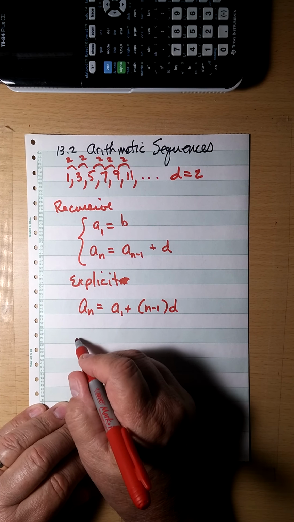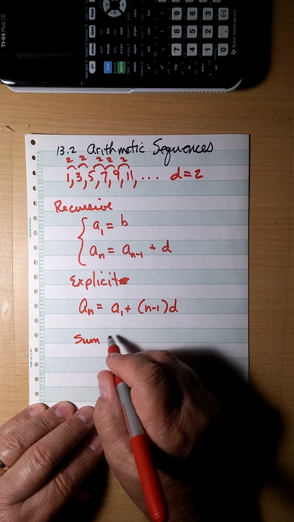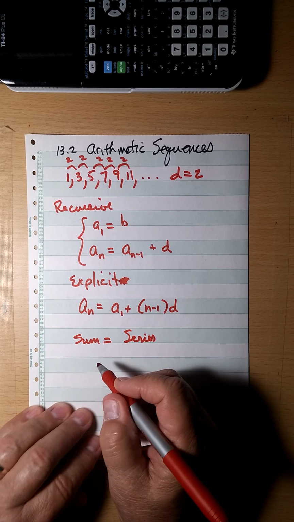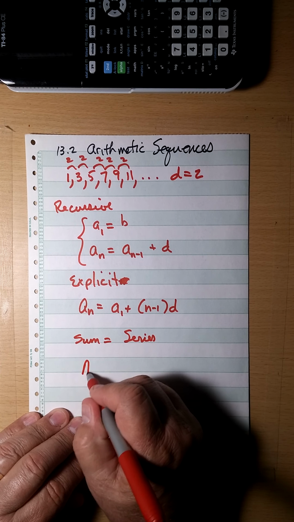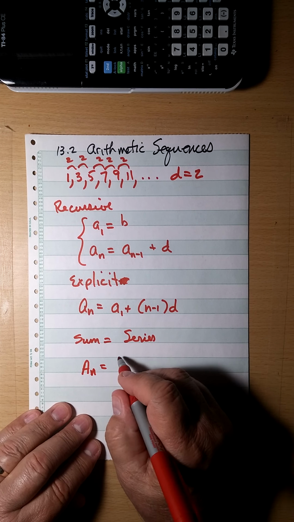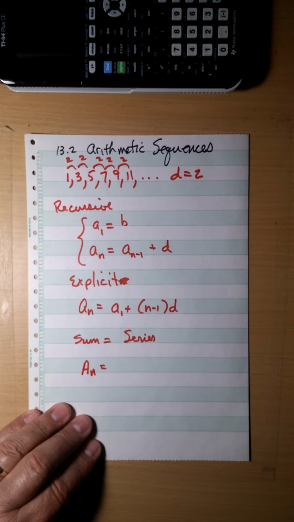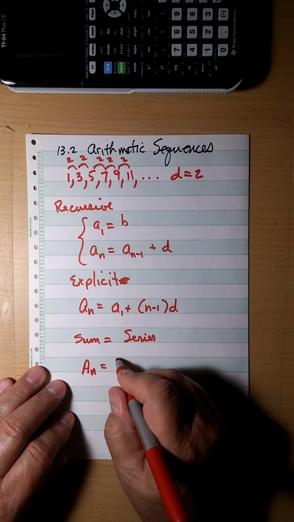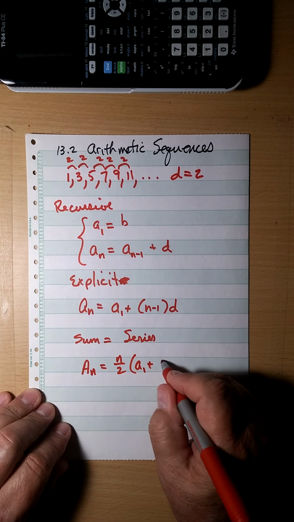There is also a sum. When an arithmetic sequence becomes a sum, then it becomes a series. And the formula, capital A sub n, is n over 2 times a sub 1 plus a sub n.